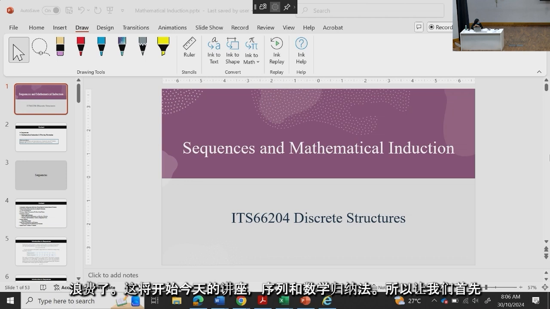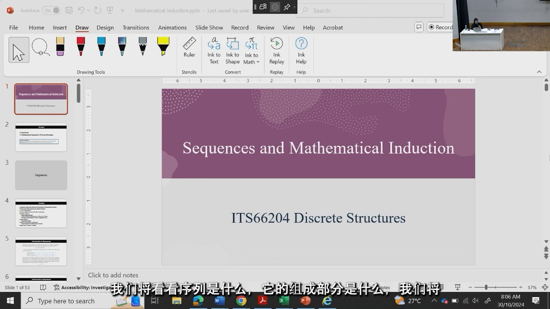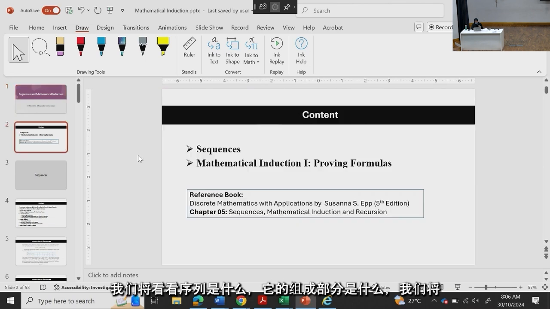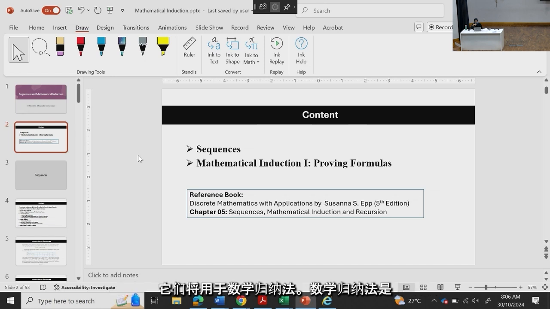With this, we'll start today's lecture. Sequences and mathematical induction. So let's first go through what sequences are, what are its components, and we will look at some different types of sequences. And this information you need to know because they will be used in mathematical induction.